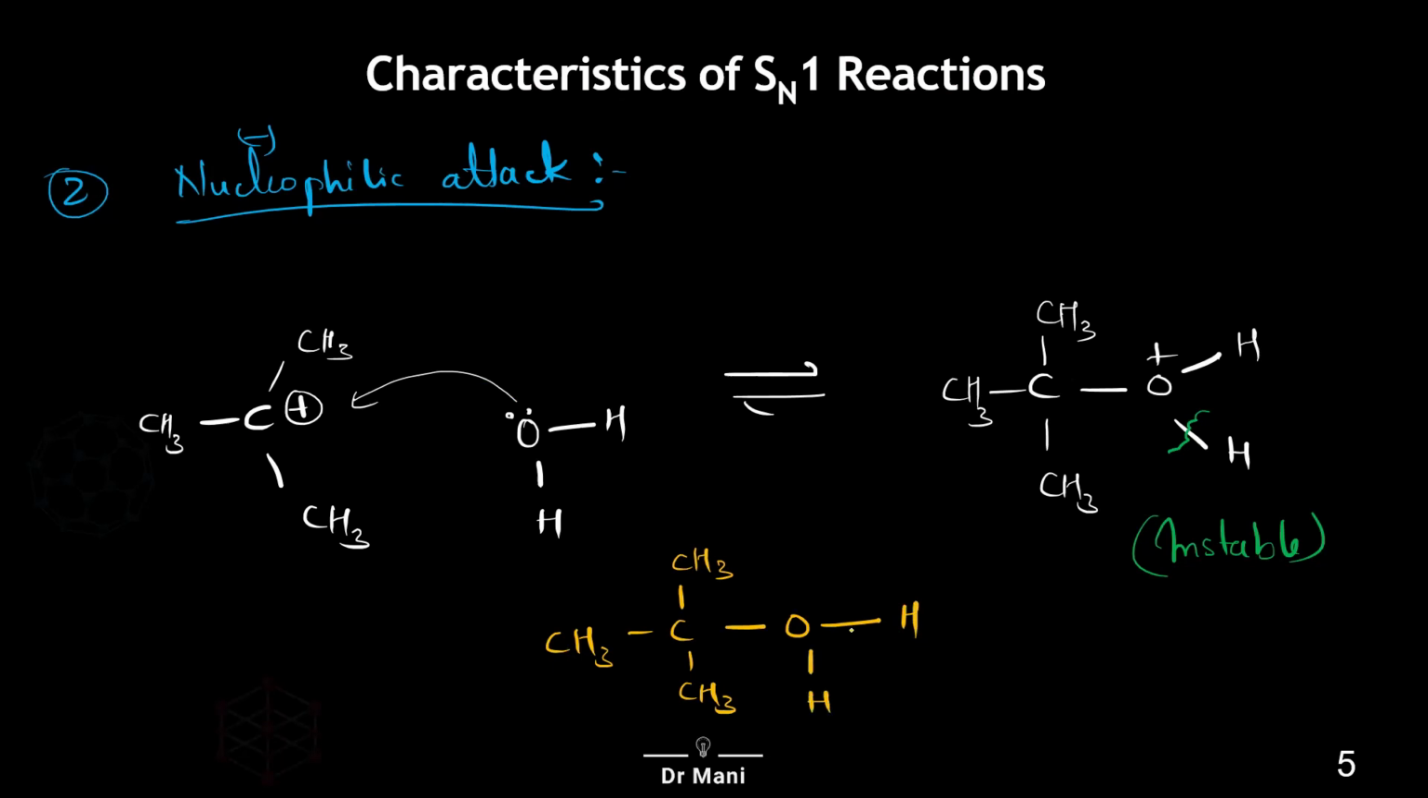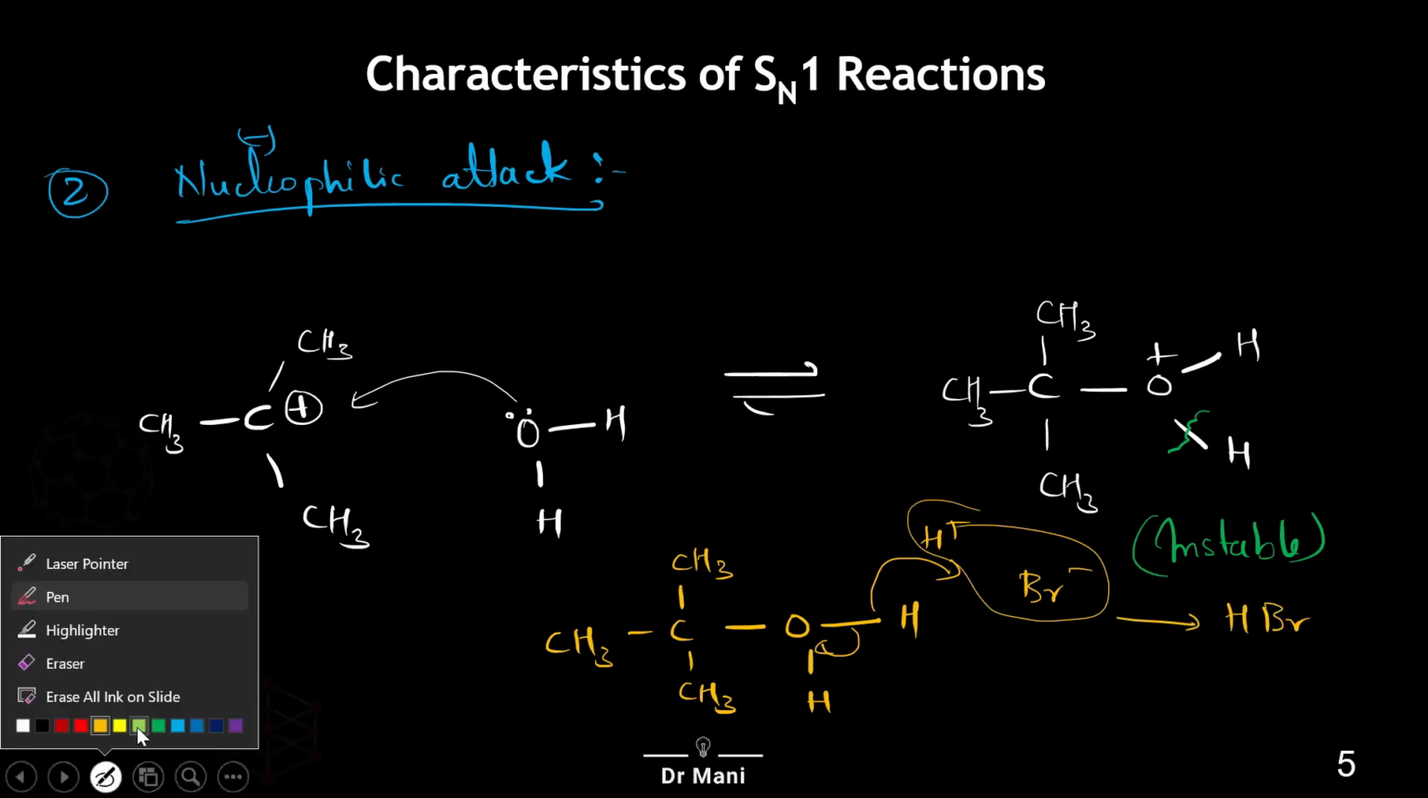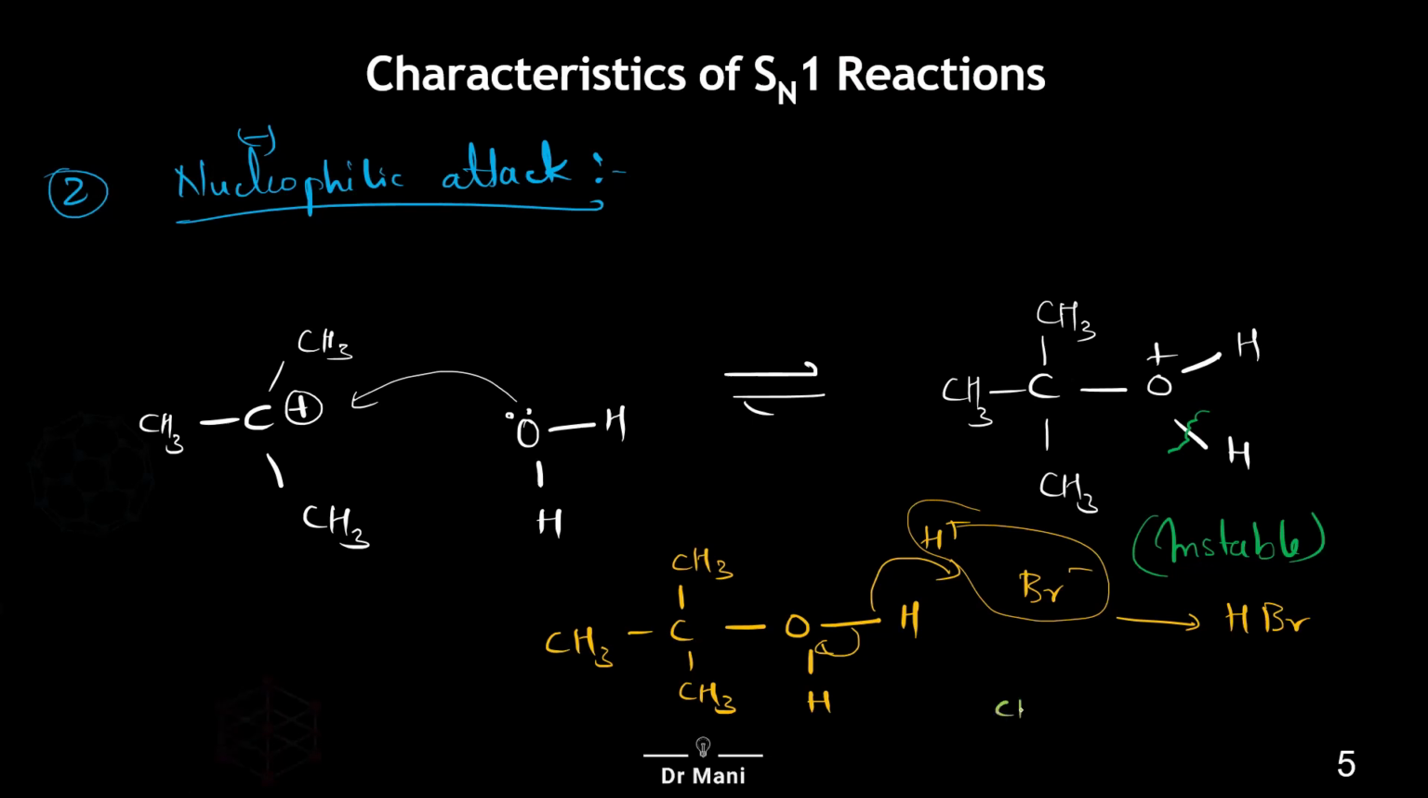So whatever electrons are present in this will go to the oxygen, and this hydrogen will leave as H+. This H+ can bind with the bromine and turn into HBr, and this will turn into CH3OH. Understood? So this will be your final product.